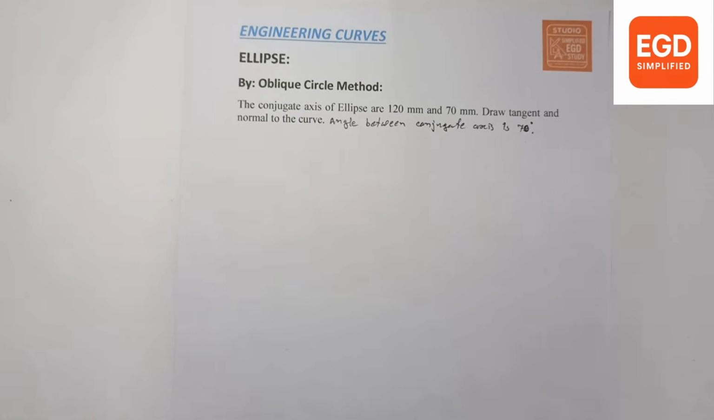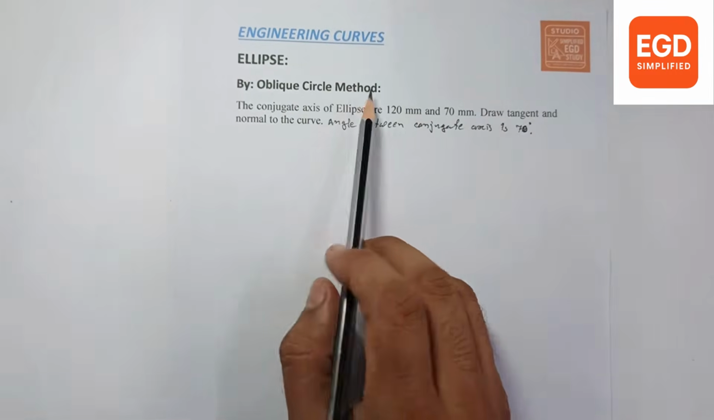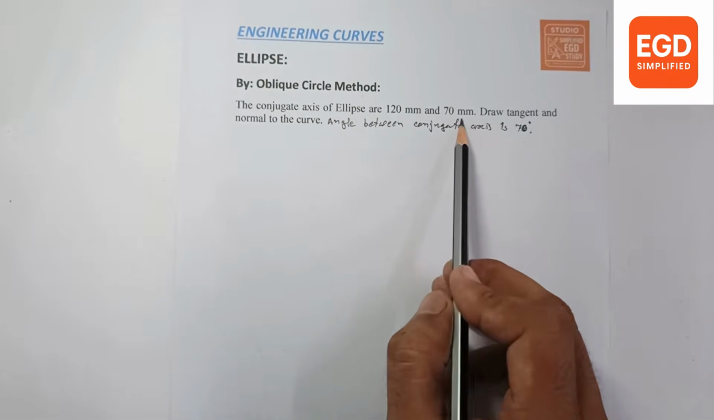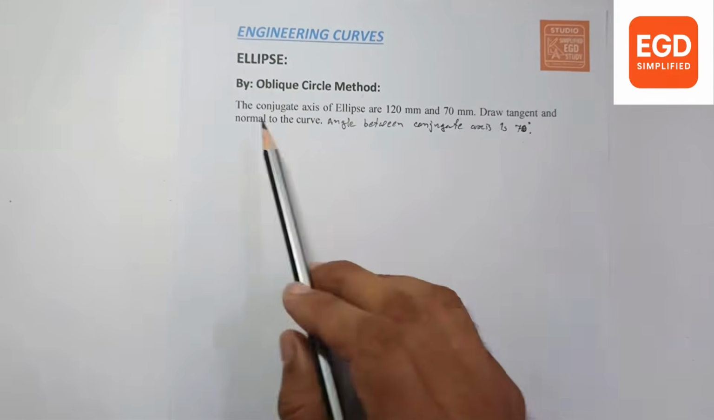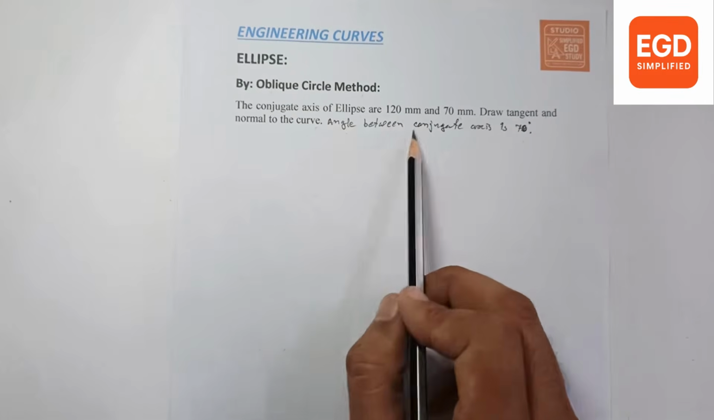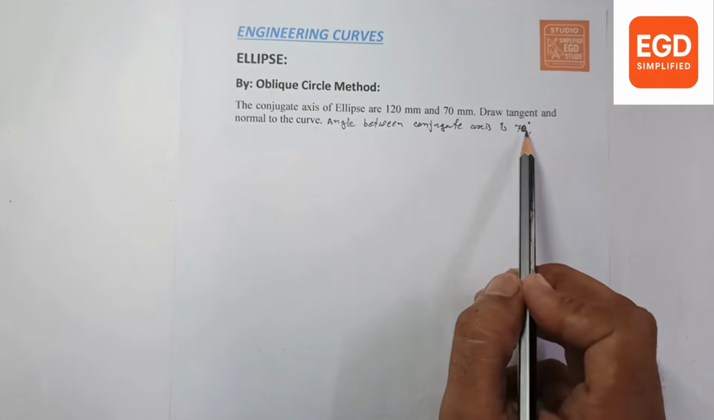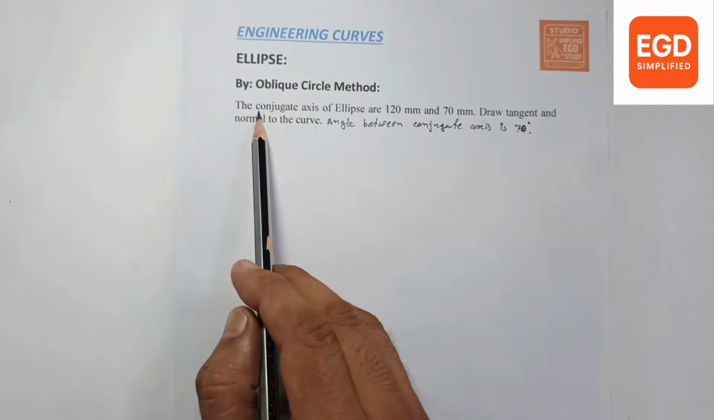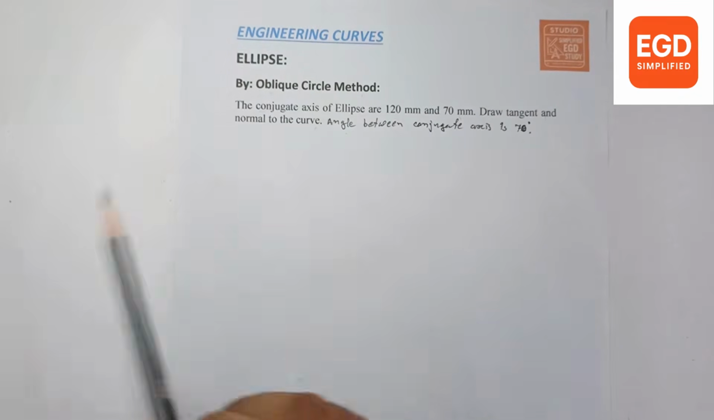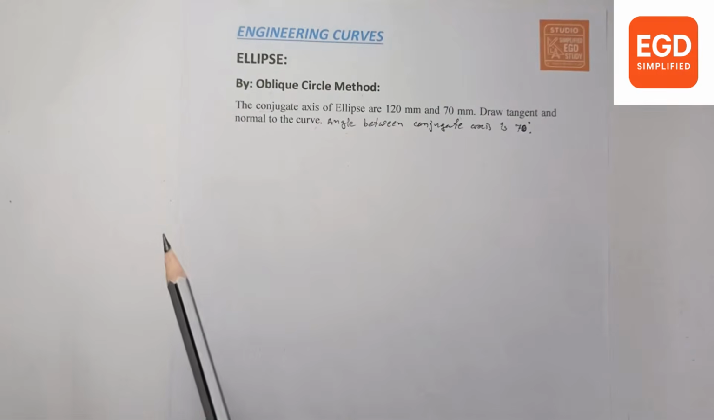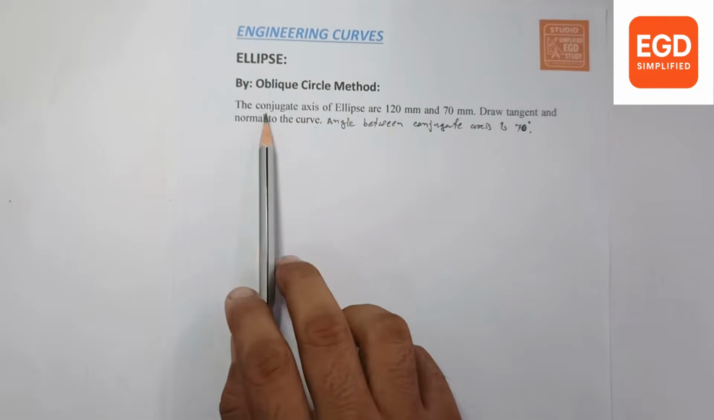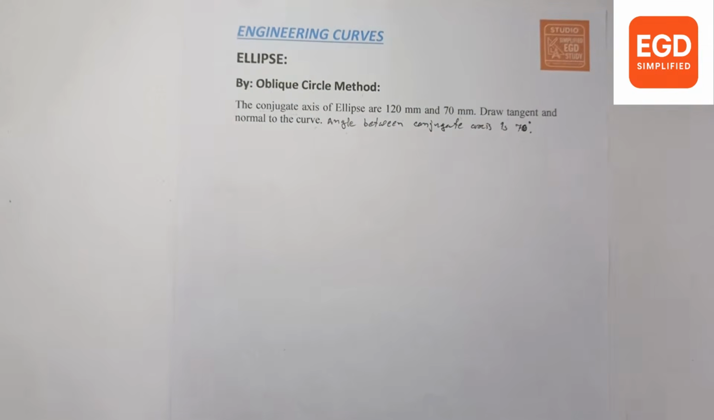Next method to draw an ellipse is the oblique circle method. The conjugate axes of an ellipse are 120 mm and 70 mm. Draw tangent and normal to the curve, and the angle between the conjugate axes is 70 degrees. Okay, so you have to note that here the conjugate axes are given, which means we need to identify the major and minor axes. Major and minor axes are not the same as conjugate axes.